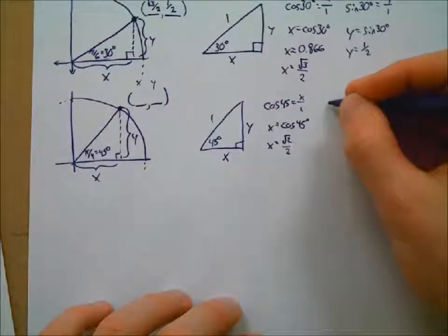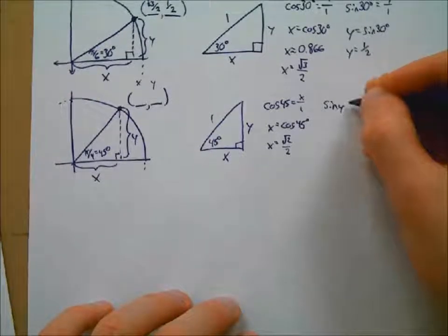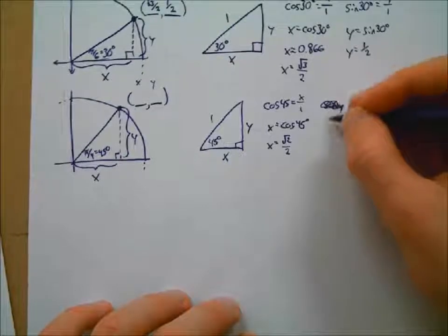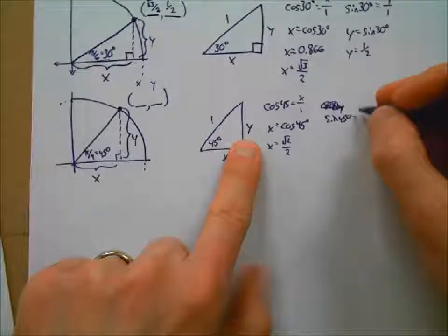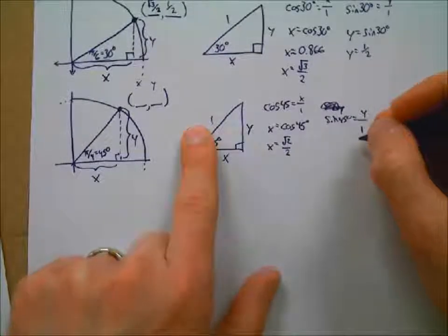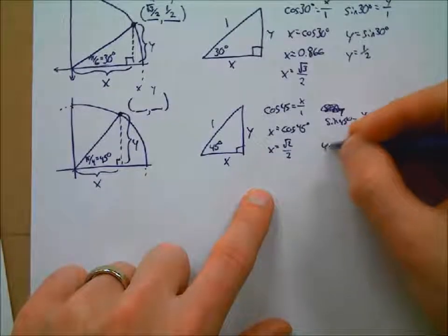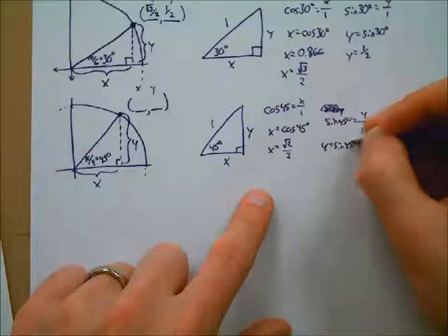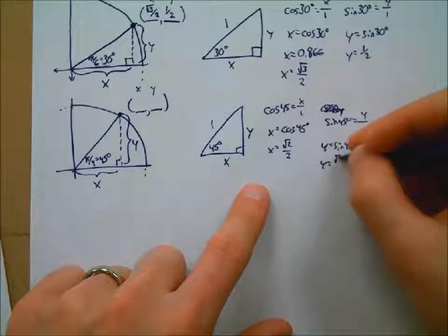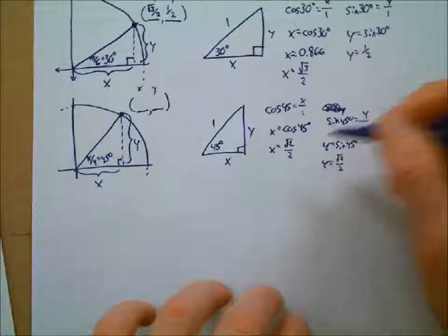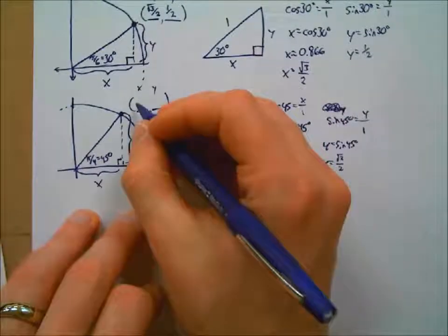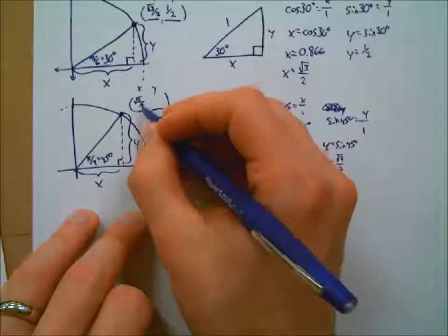All right. Sine of y, not sine of y, goodness gracious. Sine of 45 degrees, that would be equal to then opposite y over hypotenuse 1, which is then y equals sine of 45, and y is again root 2 over 2. We shouldn't be surprised by that because, again, it's isosceles. The two legs are going to be congruent. But our coordinate there is root 2 over 2, comma root 2 over 2.